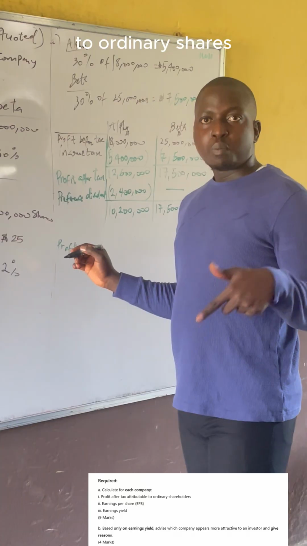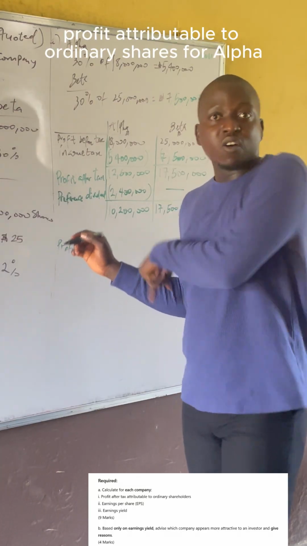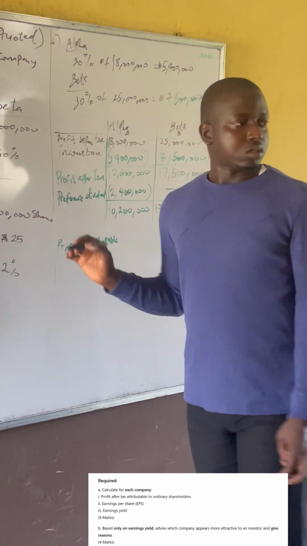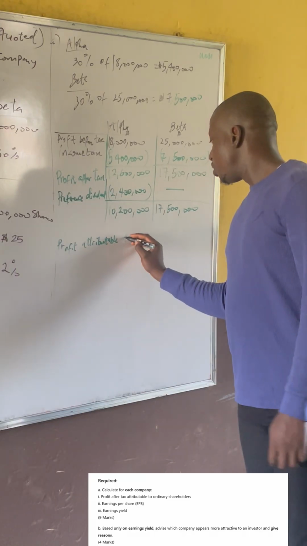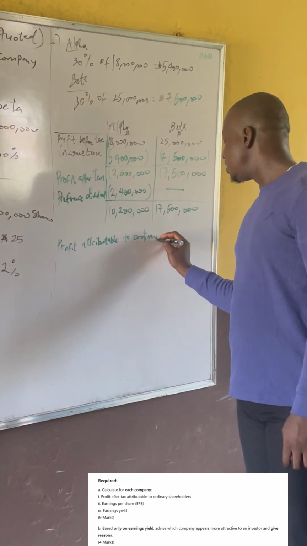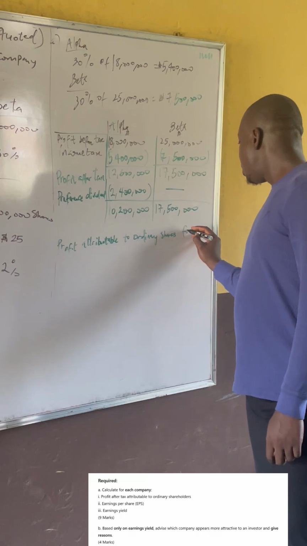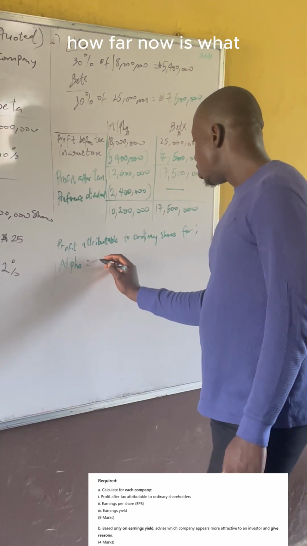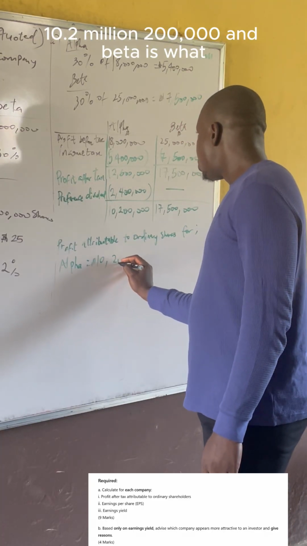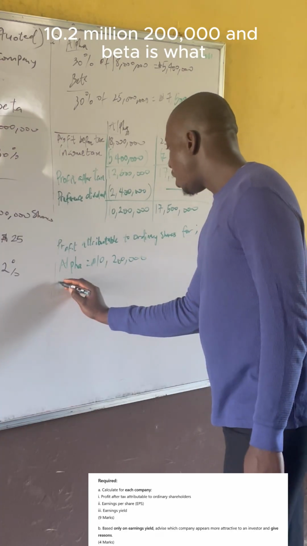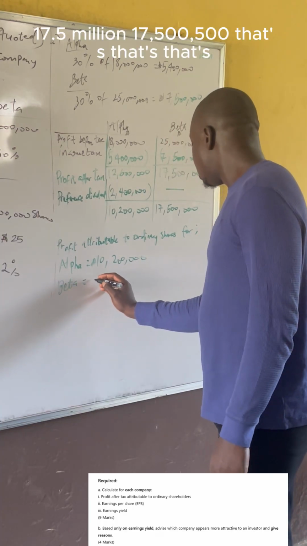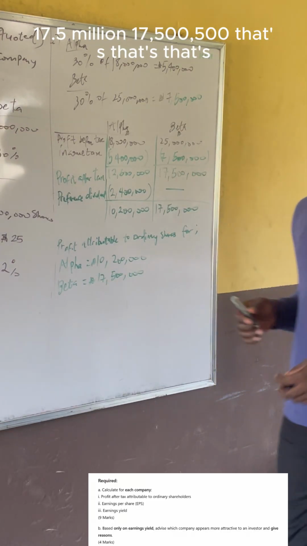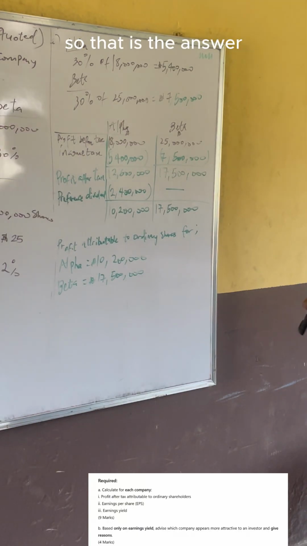attributable to ordinary shares for alpha, now, is what? 10,200,000. And beta is what? 17,500,000. So that's that for that.